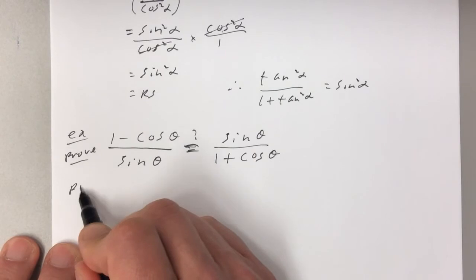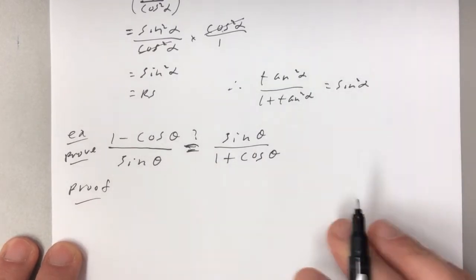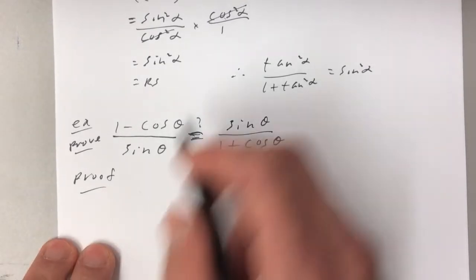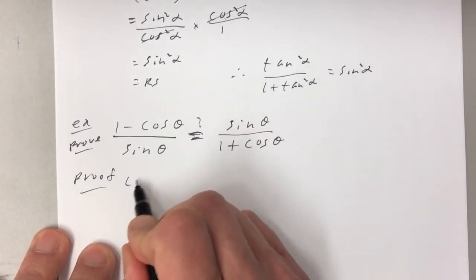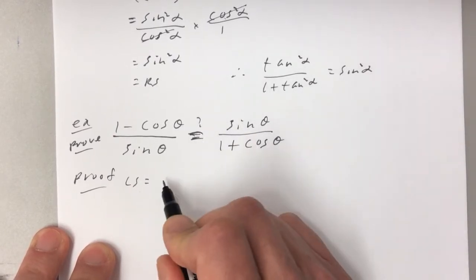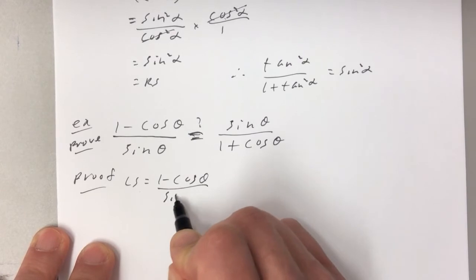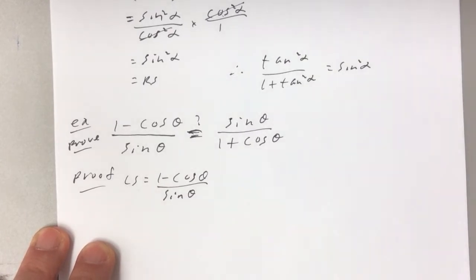So the proof, well, this one doesn't look like it's advantageous to start from one side over the other, so we're just going to pick one side. I'm going to pick the left side. The left side is (1 minus cos theta) over sine theta.